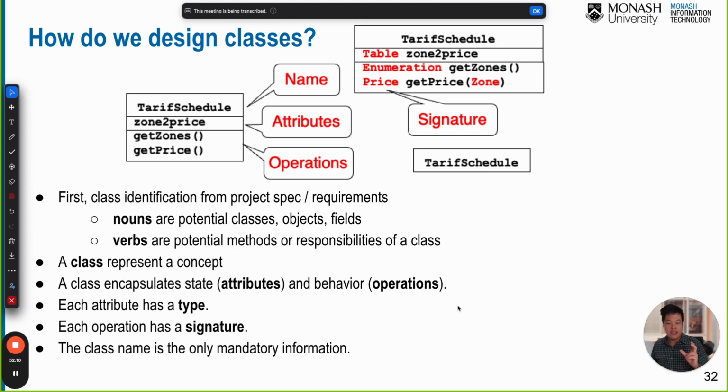The class name is the only mandatory information. When you draw the class diagram, the only thing that is mandatory is the class name. The rest is optional. What I mean is that it will be a blank class, which is a class that has no attributes and operations at all, which is weird. But anyway, in terms of the notation here, the class name is the only thing that is mandatory, because otherwise we cannot call it what that class is.